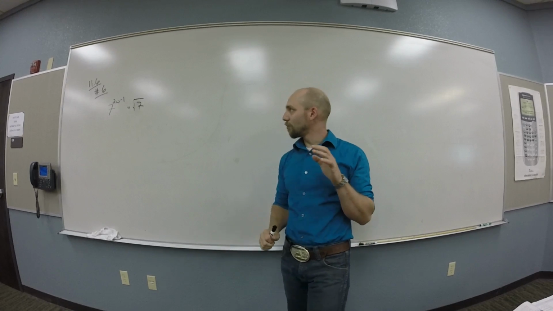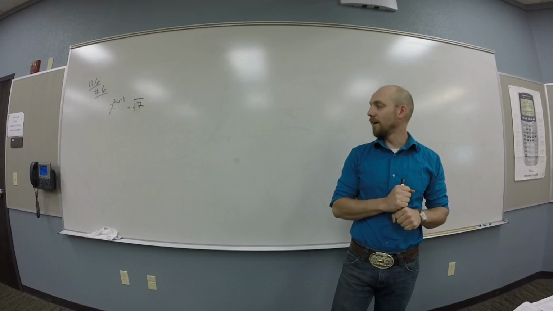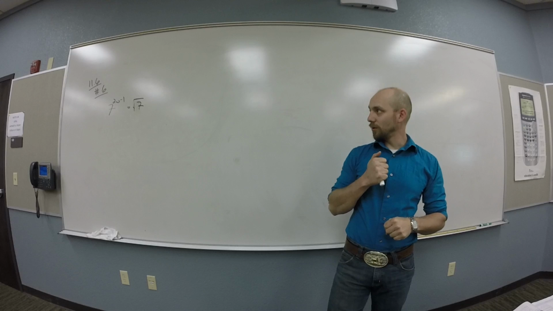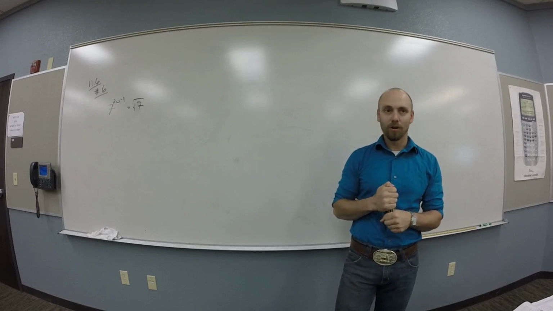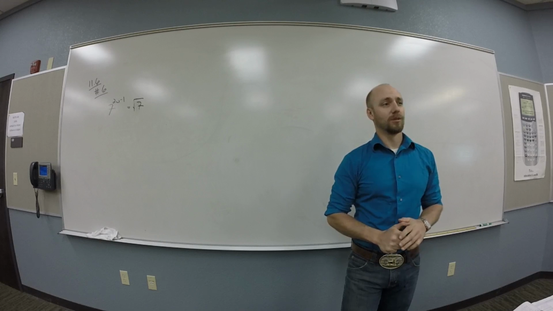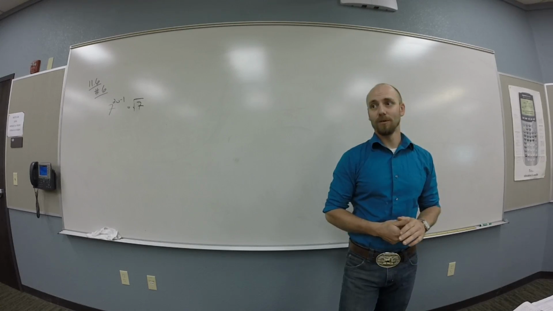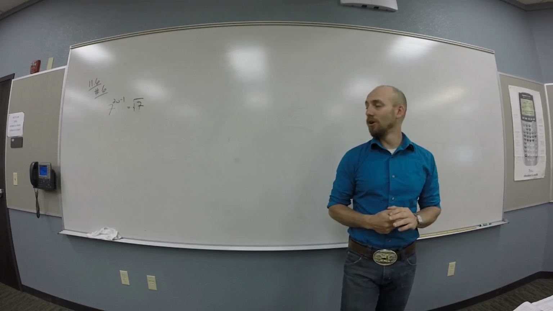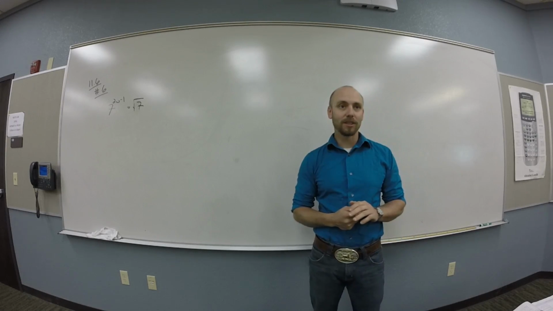So we want to do 11.6, number 6, which says 7 to the 2w minus 1 equals the square root of 7. What approach do you guys want to use on this? Same base. Okay, so tell me how you can make these 7s to powers.